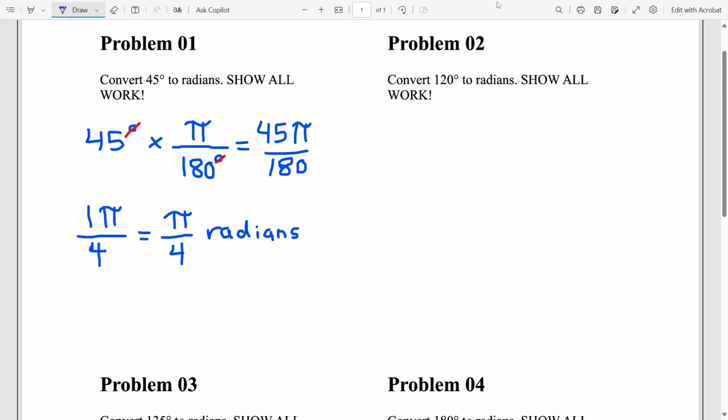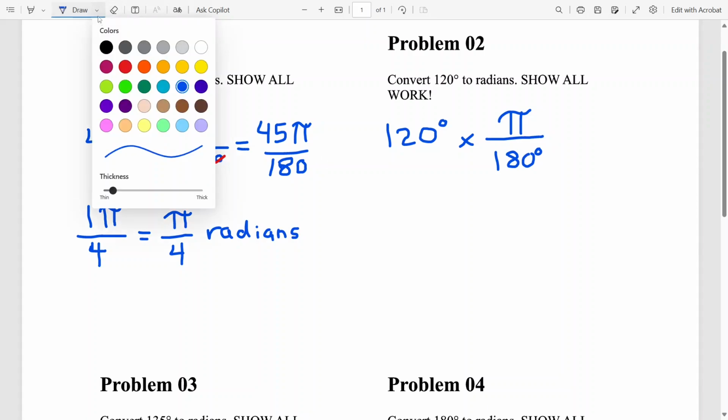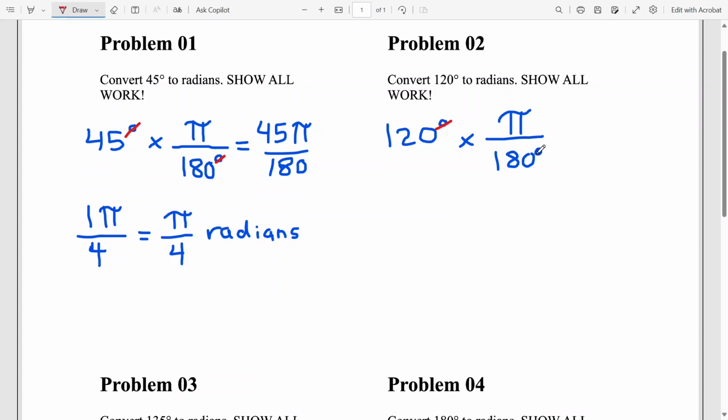Okay, next one, convert 120 degrees to radians. Show all work. So again, we're going to take 120 and we're going to multiply it by our conversion factor. So we have 1 pi radian for every 180 degrees. Okay, our degrees are going to cancel there.